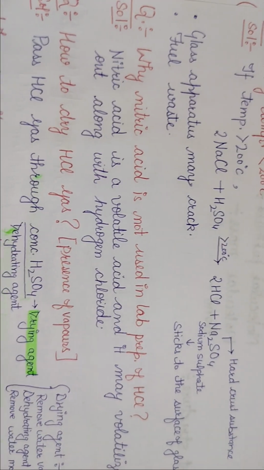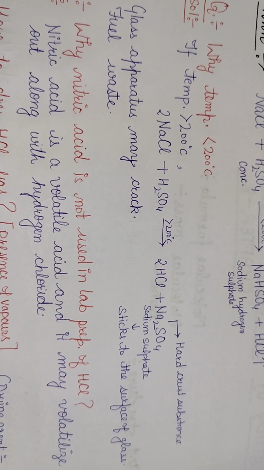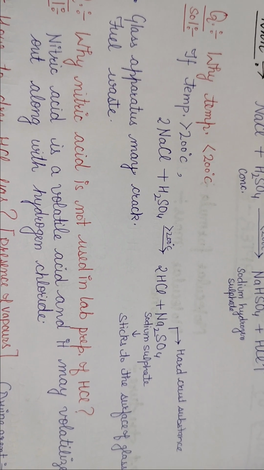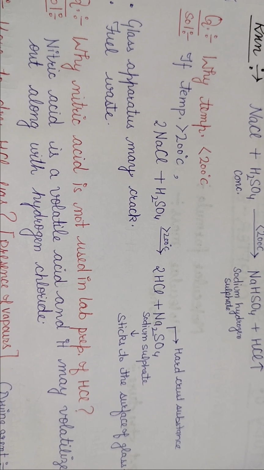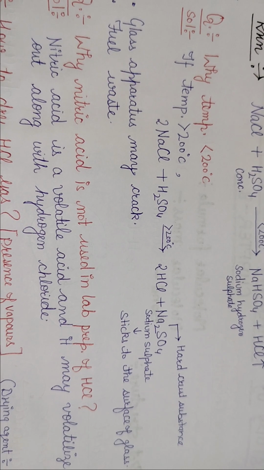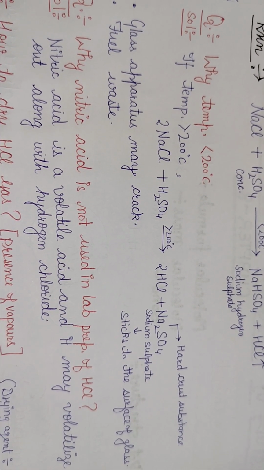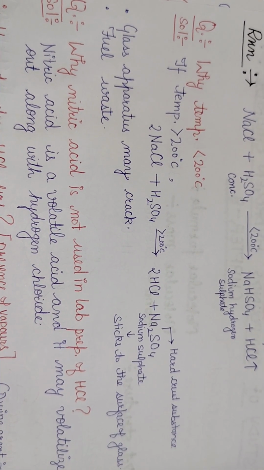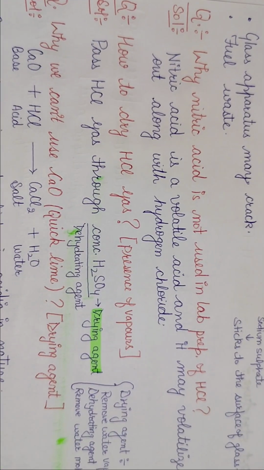Then the next question that arises from this reaction is why nitric acid is not used in the lab preparation of HCl. The reason is that nitric acid is volatile. We all know the important property of sulfuric acid, that it is non-volatile in nature. Nitric acid is a volatile acid and it may volatilize out along with hydrogen chloride. So we cannot separate the HCl gas and nitric acid, because they both can volatilize.